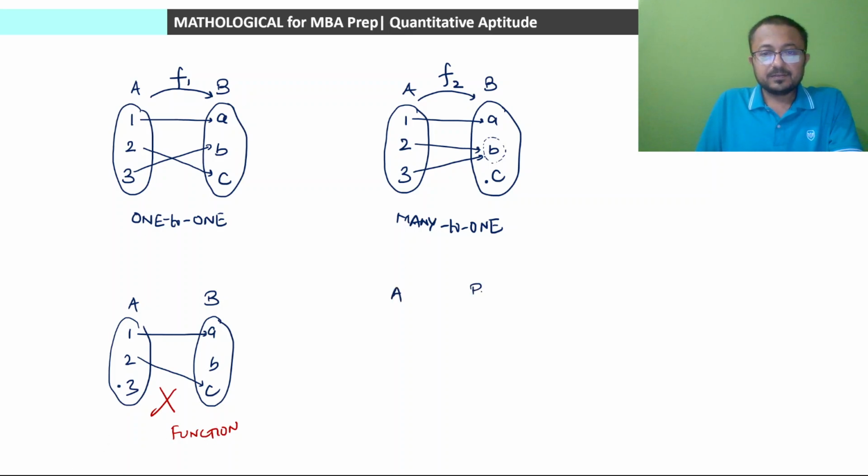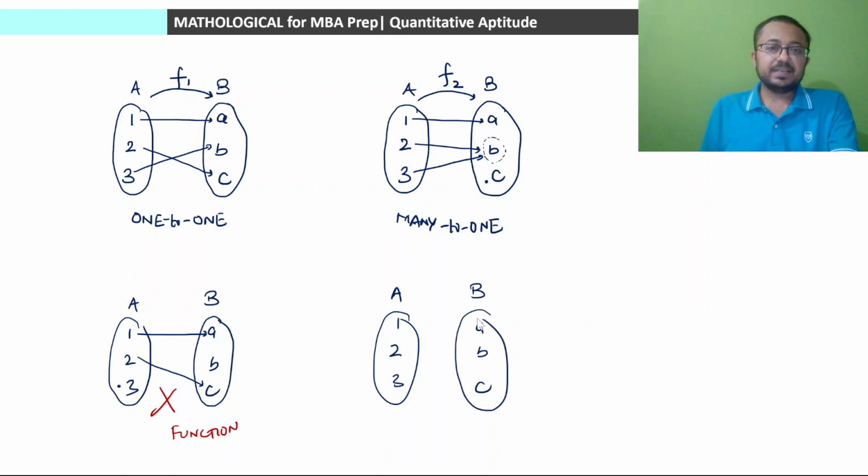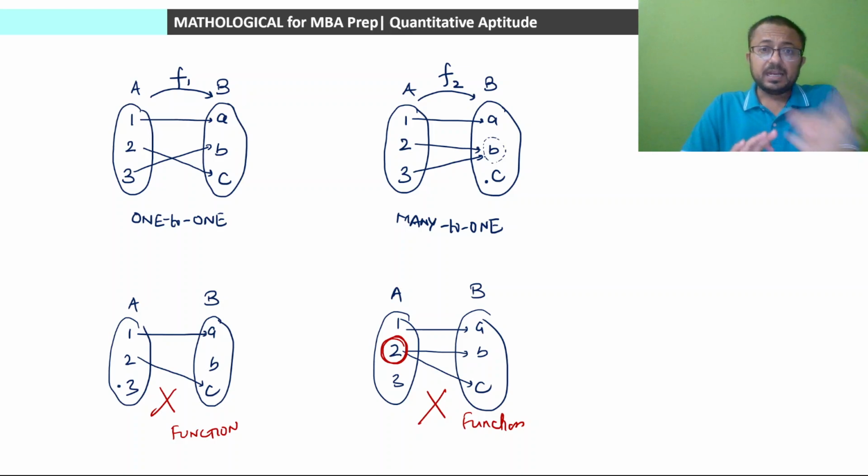Similarly, last case, sets with 1, 2, 3 and small a, small b, small c. And if in this case, 1 is connected to a, 2 is connected to b as well as c, will this be a function? Again, this will also not be a function because one element, that is 2, is connected with more than one element in set B. So this is also not a function. So last two cases are not functions and first two cases are definitely functions. That much should be perfectly clear. Isn't it so? Okay, let's move ahead.